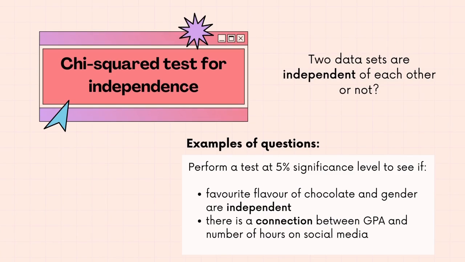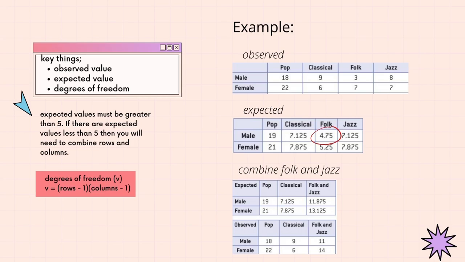Now we will look at the chi-squared test for independence. The chi-squared test is basically used to see whether or not two datasets are independent of each other. The questions you can expect for this type of test are to perform a test at a certain significance level to see two things. Firstly, the independence of the variables, and secondly, whether or not there is a connection between the two variables. The key things that we have to find in solving chi-squared test questions are observed values, expected values, and degrees of freedom.